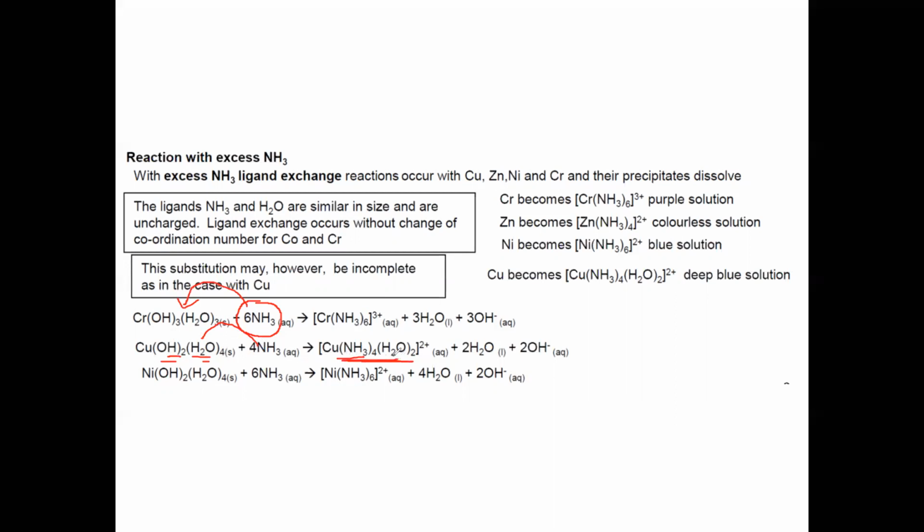But the coordination number does not change. Here, the first coordination number is 2 plus 4, 6. The second coordination number is 4 plus 2, 6 as well. Is it clear? So with chromium, it will form a purple solution. With nickel, it will form a blue solution. Zinc will form a colorless solution. And copper will also form a deep blue solution.